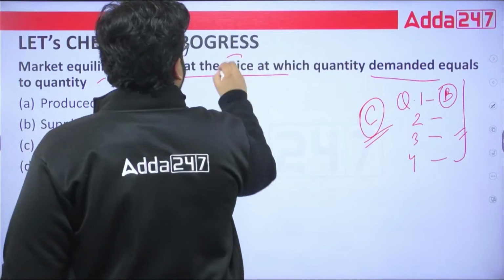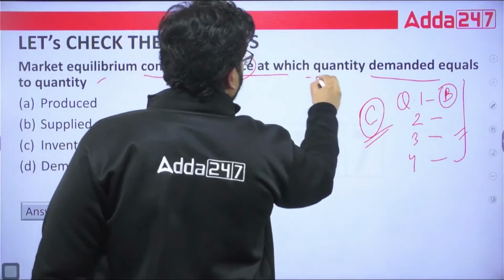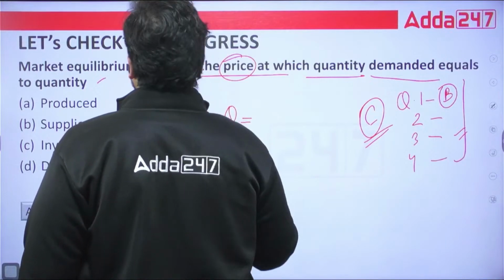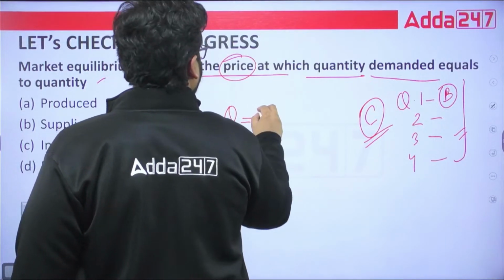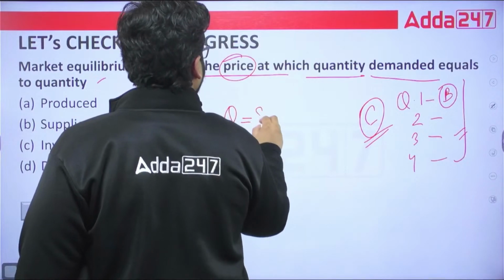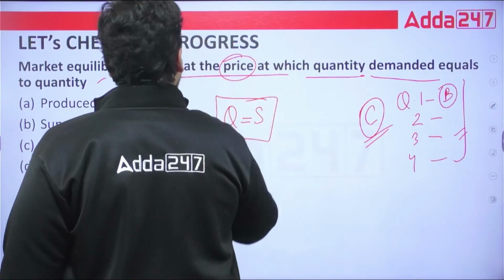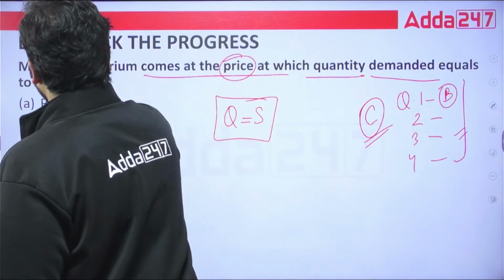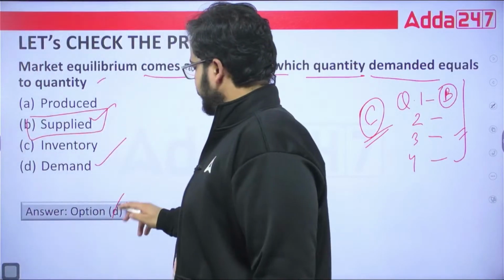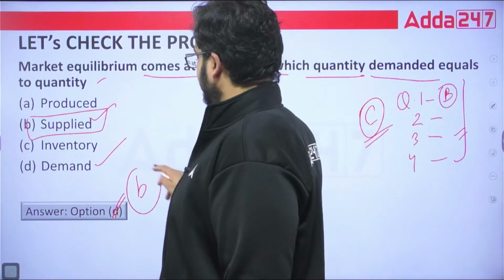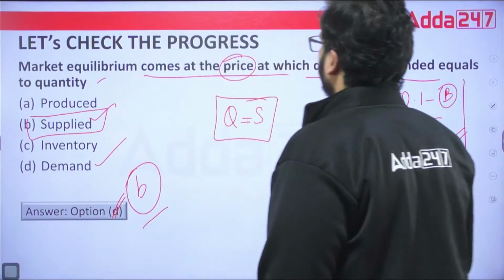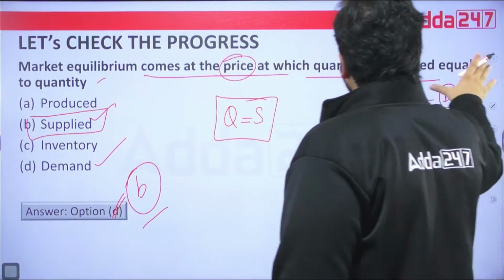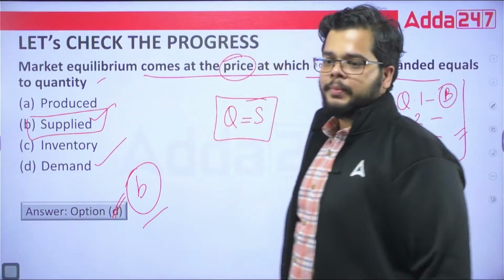It will come at a price at which the quantity demanded is equal to the quantity supplied, when Q is equal to S. So option B is the right answer here. Fine. Actually, it is option B. Market equilibrium comes at the price at which the quantity demanded equals the quantity supplied. Yes, option B is the right answer.